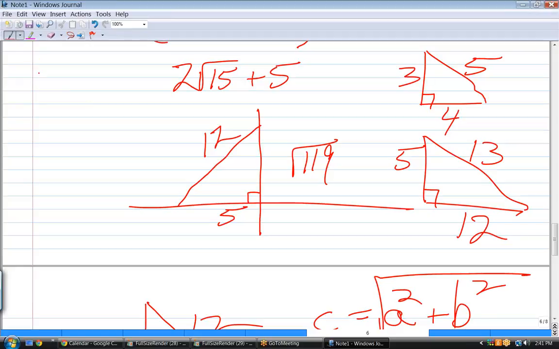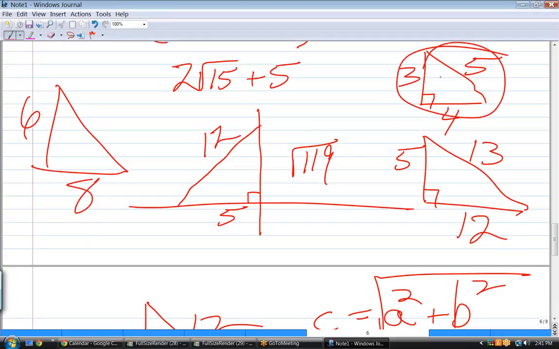In other words, if I give you a triangle and I say, this is 6, this is 8, well, if you know the 3, 4, 5 triangle, it's not just 3, 4, 5, but it's any multiple of 3, 4, 5. So that would have to be 10. And I don't have to do the math. Or if I gave you 5, 12, you'd know that was 13.